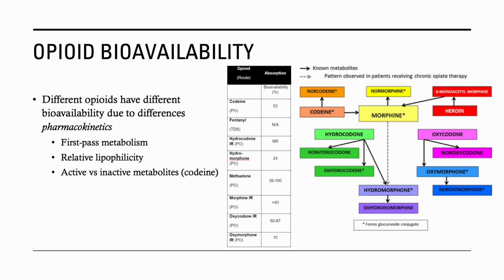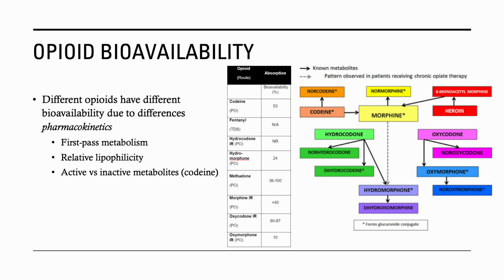The relative lipophilicity of the drug will affect how well it crosses lipid membranes and ultimately how quickly it acts. And also whether an opioid has active metabolites or inactive metabolites. The chart that's over on the right here shows how some opioids are transformed into other opioids. So for instance, codeine doesn't act until it is metabolized into morphine, which is an active metabolite.